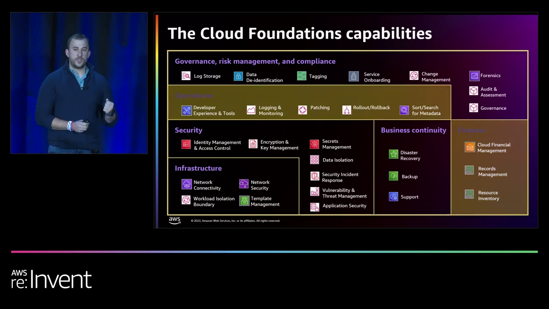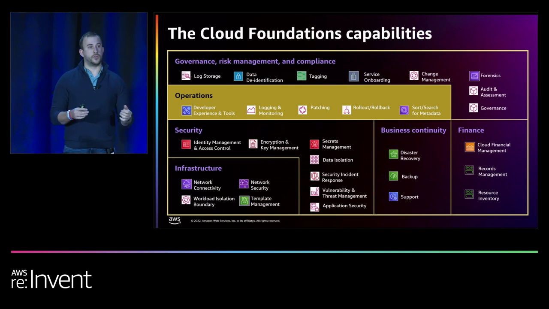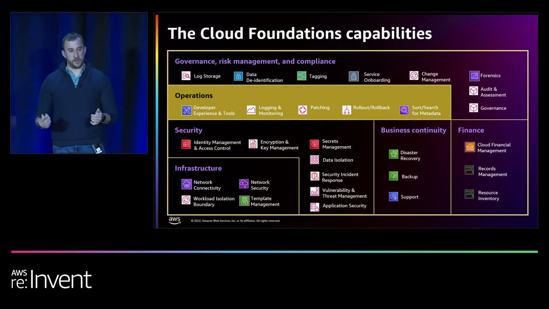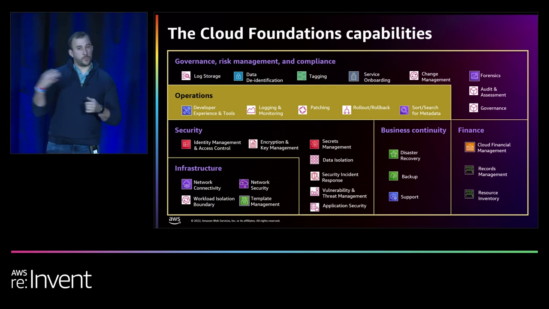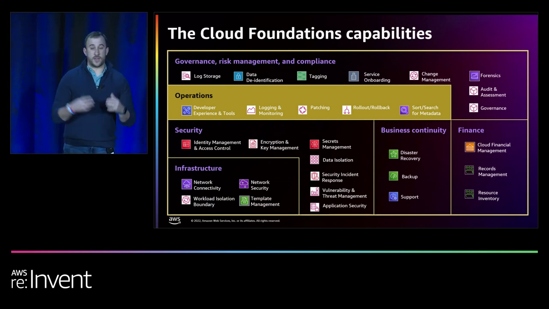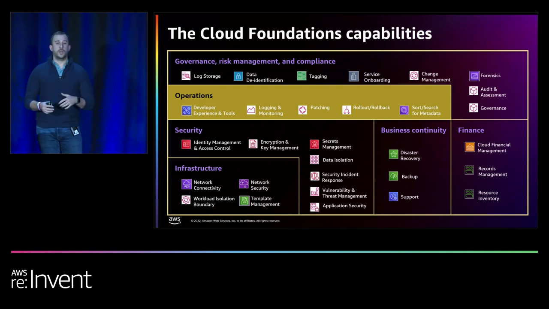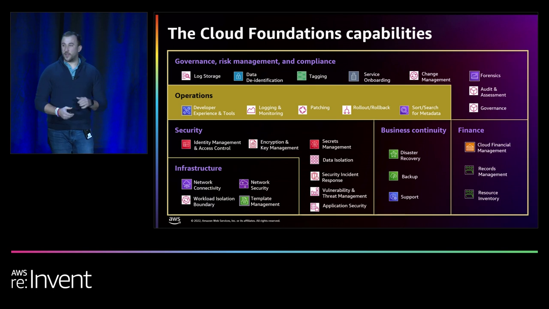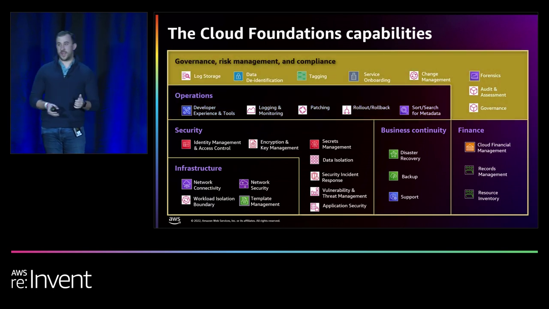The operations capabilities are meant to enable your developers. We want to make sure that they have a seamless experience when they're building and deploying onto the cloud. So your operations team can make sure that all the infrastructure is ready, that all the developers have everything they need, and you are in control of the change and everything that needs to happen so you can scale. And last but not least, the governance, risk management, and compliance.